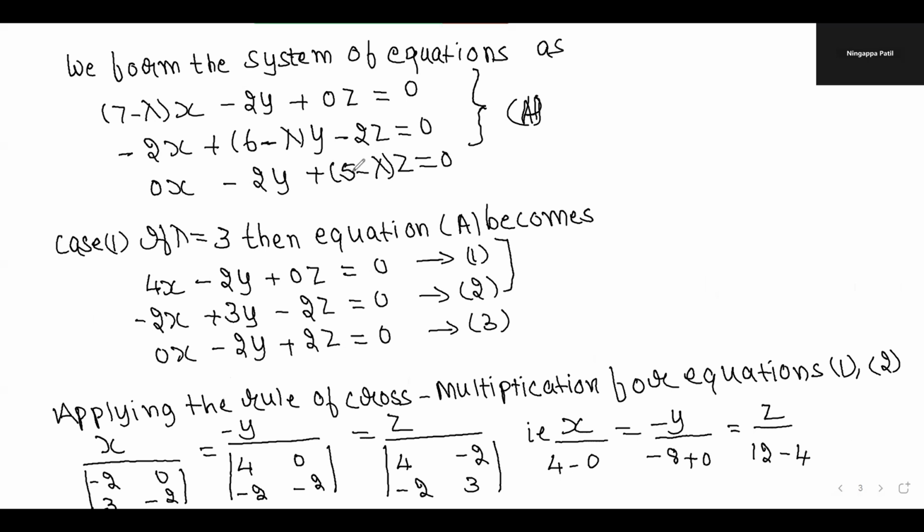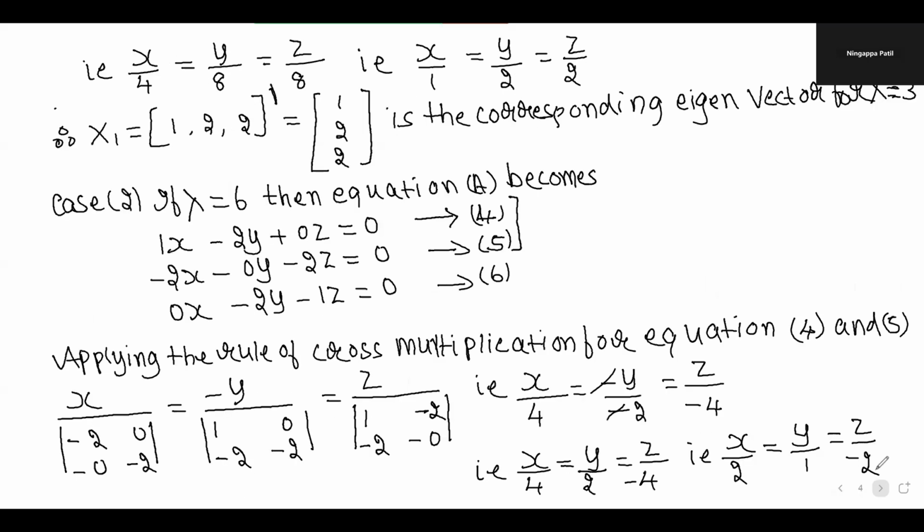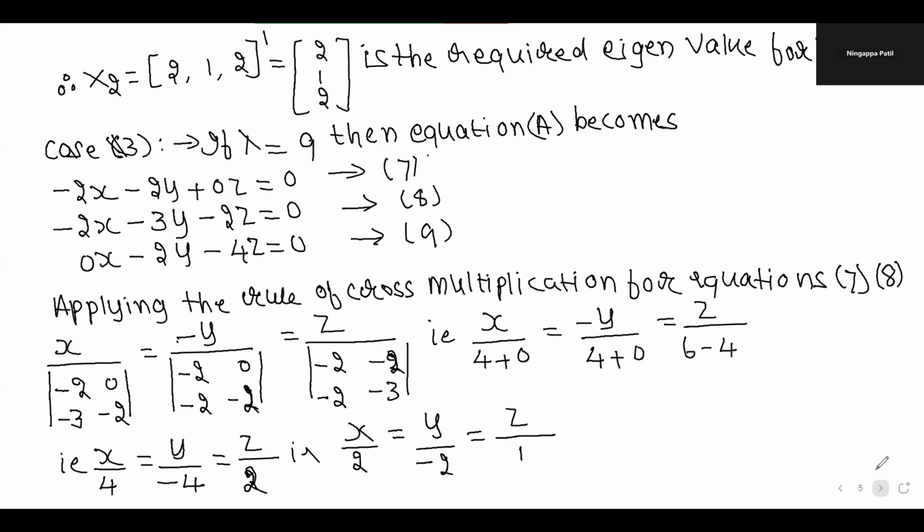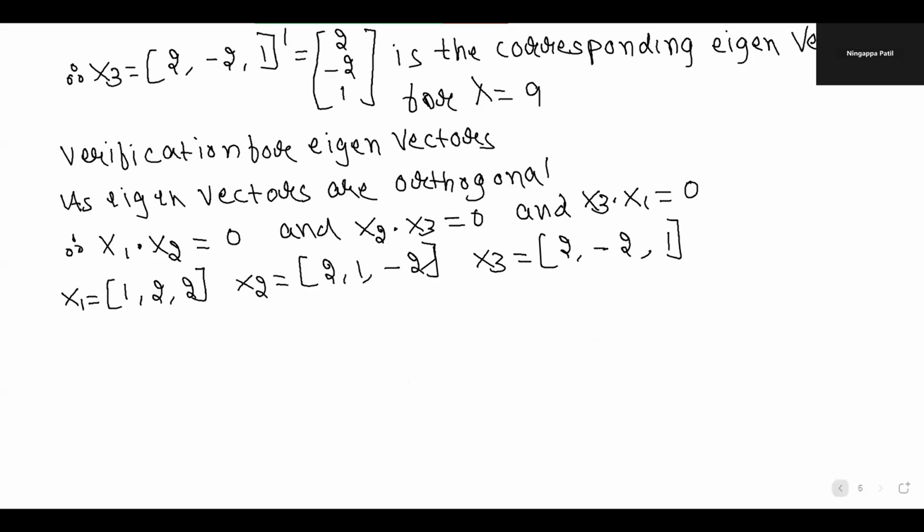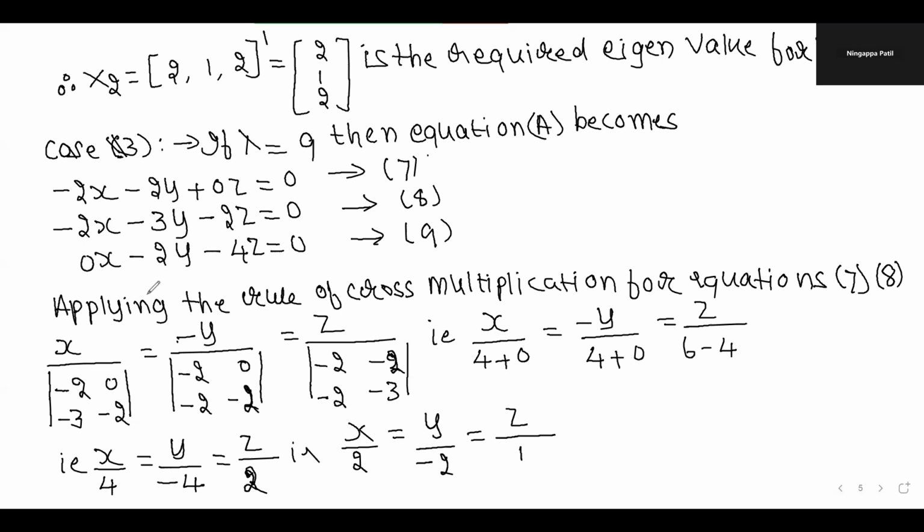And 0x minus 2y, 5 minus 9 is minus 4z equal to 0. So for lambda equal to 9, the equations become minus 2x minus 2y plus 0z equal to 0, minus 2x minus 3y minus 2z equal to 0, and 0x minus 2y minus 4z equal to 0. Then you take any two equations and apply the rule of cross multiplication. You can take 7 and 8, or 7 and 9, or 8 and 9. You can take any two.